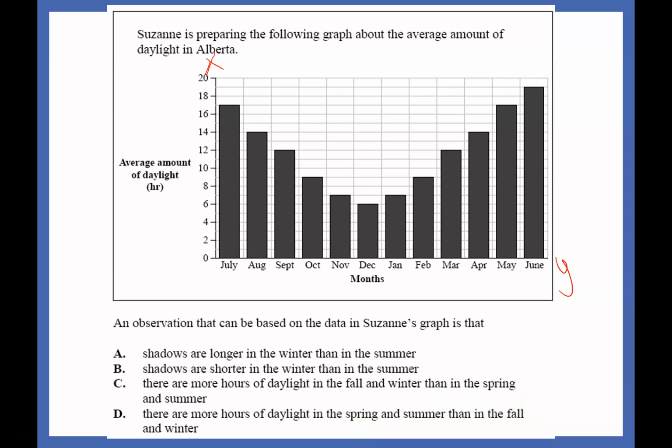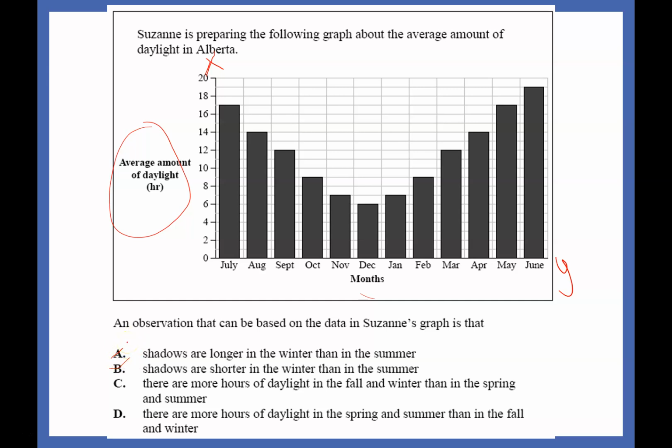So I want you to really think about this, because think about what the graph's showing us. It's showing the average amount of daylight per hour and then the months. There are two that it's not even talking about that information. So I want you to quickly read through them again. Which ones can we eliminate right away? A and B, because it's not actually talking about shadows whatsoever. It's talking about the average amount of daylight by the hour. So it's not talking about shadows.